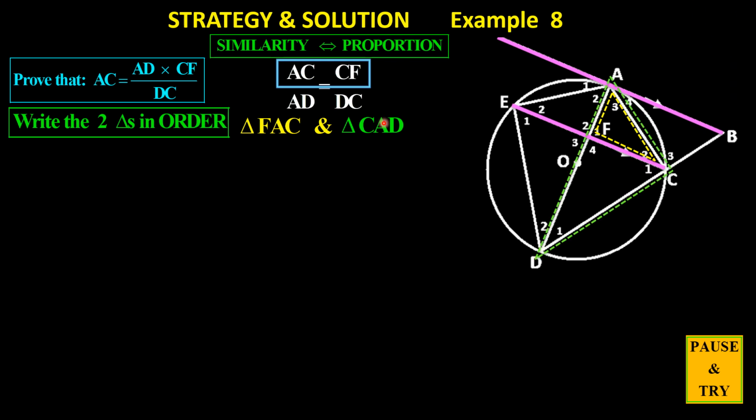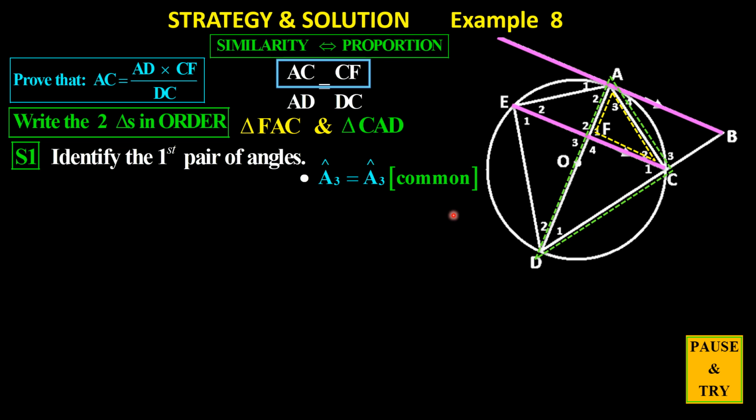So let's start now with our first step. First pair, you can just look at the labeling here. FAC and CAD, there's an A and an A, so go for the A. So angle A, which angle A? We have to be specific. Angle A3 is common, not just A, angle A3. Then we need to get a second pair.